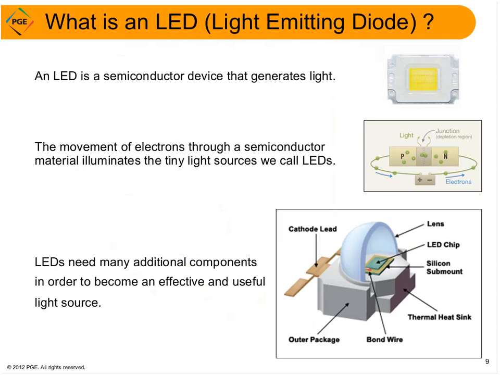LEDs are a form of solid-state lighting. They are semiconductor devices that generate light. In many ways, an LED is the opposite of a photovoltaic solar cell. So instead of turning light into electricity, LEDs turn electricity into light. And this light is produced through the movement of electrons through a semiconductor material. And you'll see from this illustration that many components are needed to create a practical LED light source.